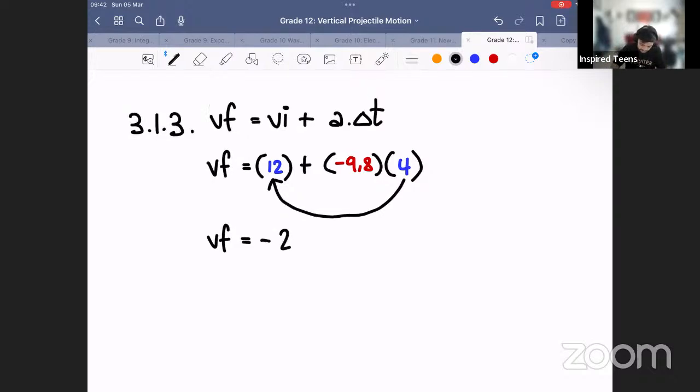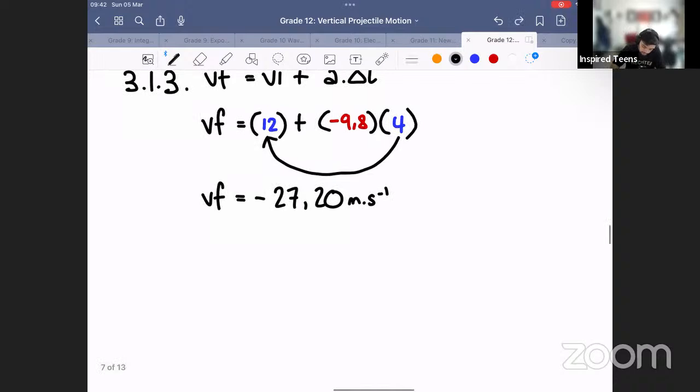So negative 27.20. I'm just putting the 0 because it looks nicer than just a 2. Final velocity is negative 27.20 meters per second. We would say that our final velocity is 27.20 meters per second to the negative 1, downwards.